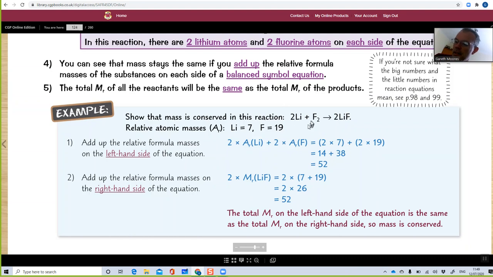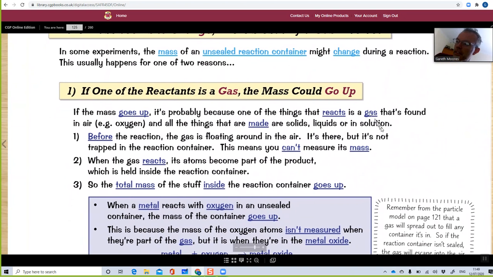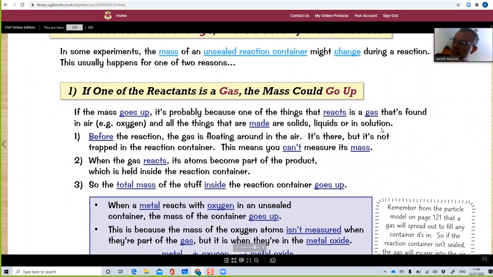You just added up 2 lithiums and 2 fluorines and noticed it's the same number as if you add 2 lithiums and 2 fluorines. If it's anything confusing about that, it's what was the point? It's obviously going to be the same. Okay, so hopefully you got that. Now, you have to be able to explain why in a chemical reaction the mass might appear to go up or down. If one of the reactants is a gas and you haven't weighed it, then that might look like you haven't taken it into account.